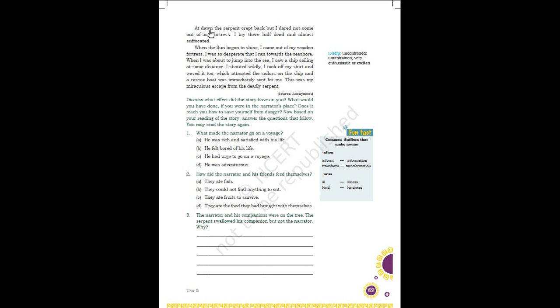Before I tell you the answers, I am sure many children have already marked the answers as we used to do in the class. The narrator and his companions were on a tree. The serpent swallowed his companion, but not the narrator. Why? Because the narrator was at a higher place than his companion is the answer, children. You can frame this answer in your own words. Let us move on to the next question.